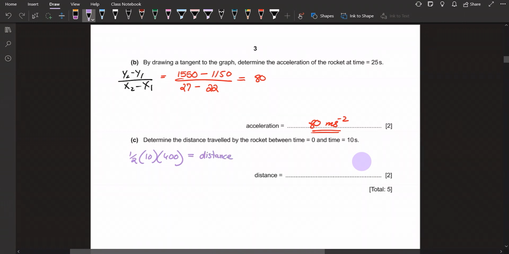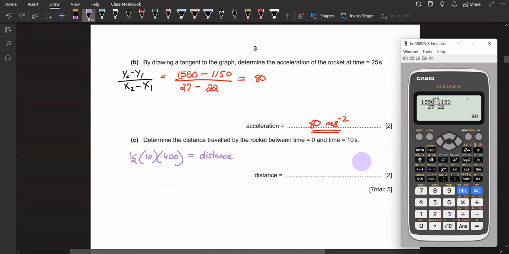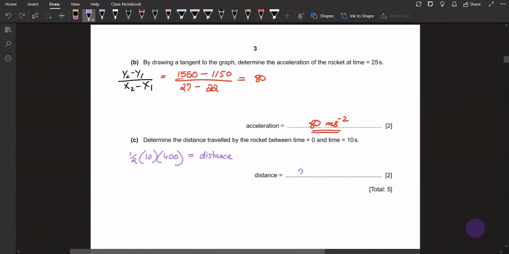To find this distance, we just use our calculator, and it's going to be half into 400 into 10, which is going to be 2000. So the answer is going to be 2000 meters. And we are done with question number 1.